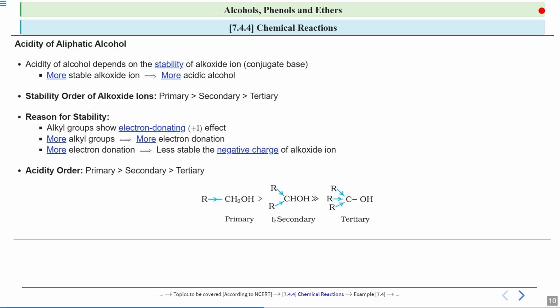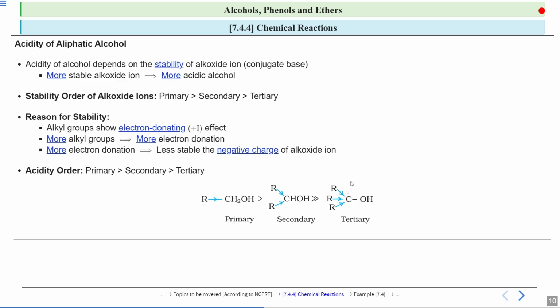Now when I'm comparing the primary, secondary, and tertiary, see, in tertiary there are three R groups. So if there are three R groups, imagine the electron density on this oxygen. This oxygen will have so much electron density. So it will not withdraw any electron density from this hydrogen. So the oxygen and hydrogen bond will be intact in this case, and it will not easily donate its H plus ions.